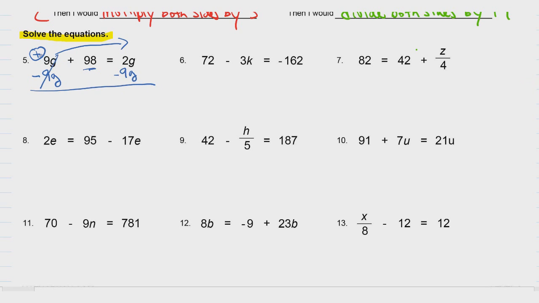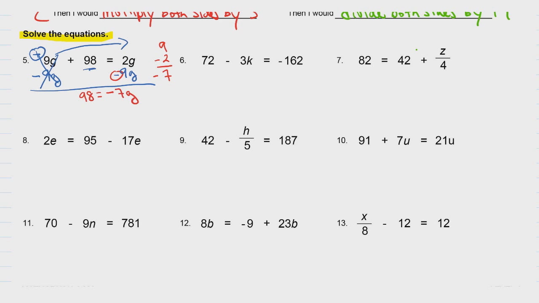The 9g's get canceled out because 9g minus 9g is 0. So we're left with 98 equals, and right here you're going to do 9 minus 2, which equals 7. And it's going to be negative because the 9 is the biggest number and it's a negative. So you're going to have negative 7g.